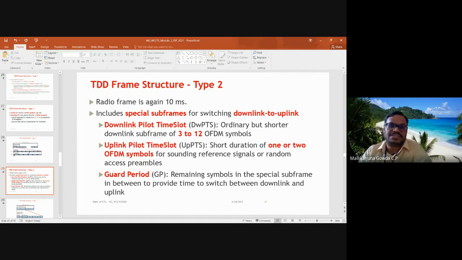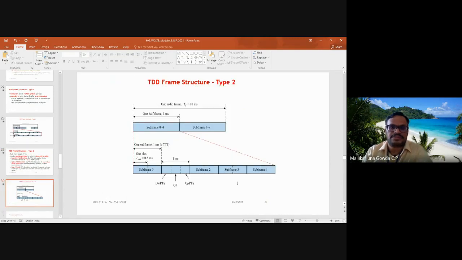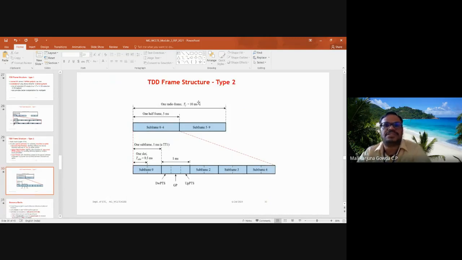These are the special subframes which are added in the TDD frame structure, which are not there in the FDD frame structure. So this is the difference. And then the guard period, you all know what that guard period is, right? So this is how the TDD frame structure looks.